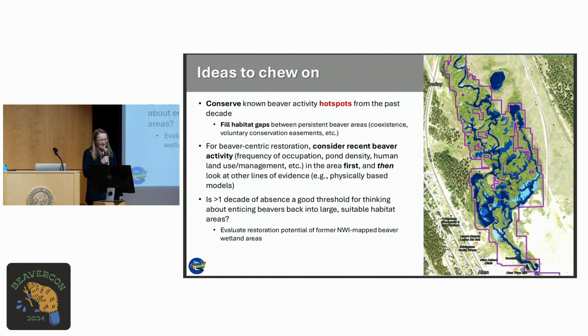And finally, looking around these different restoration sites that have been really successful, a lot of them, the threshold for where humans intervened was about a decade of beavers not being in the site. So I'd like to pose the question for the group to think about: is that a good threshold for where we might intervene in these mountain sites? And we'll be talking a little bit more about this topic in a panel discussion later.